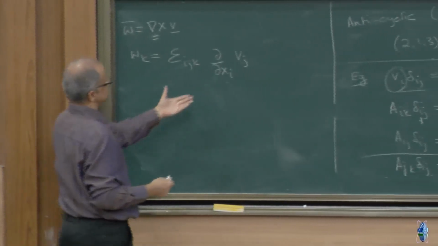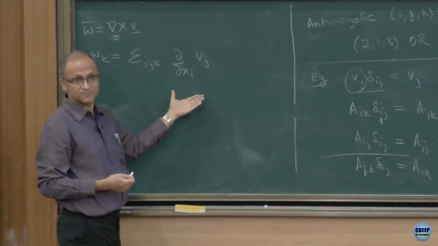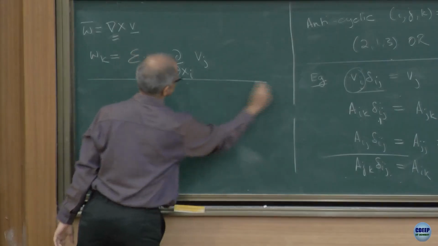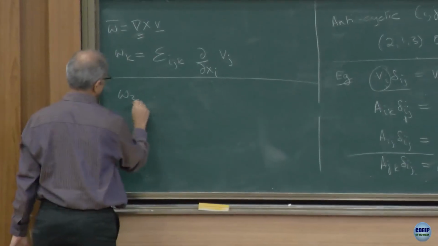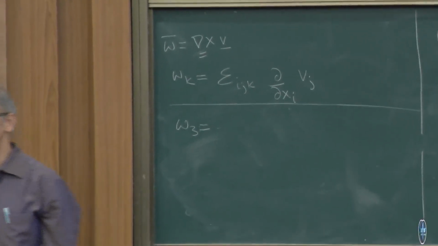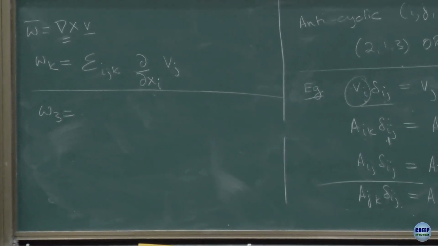Okay, but otherwise, whatever rule we have said here is being followed here as well. Okay, so we will now look at one case and show you how to use this. So let us say I look at omega 3. So I want to look at vorticity in the third direction. Okay, so rotation about the z direction. This is omega z. So what is omega z now?